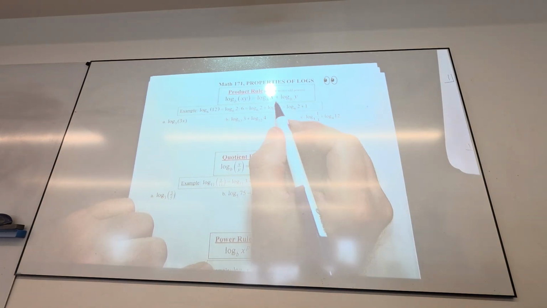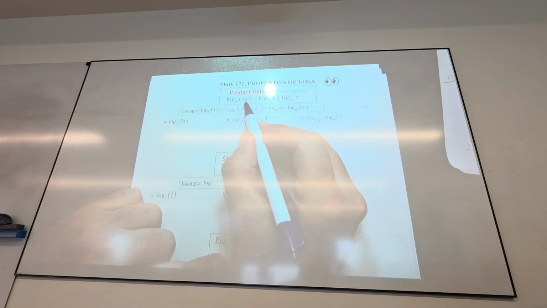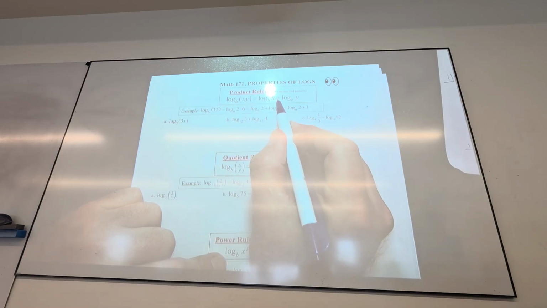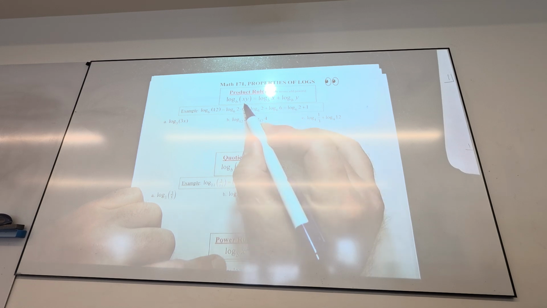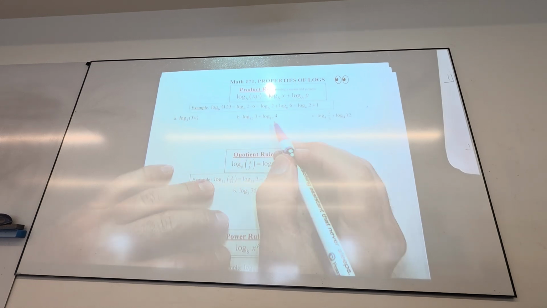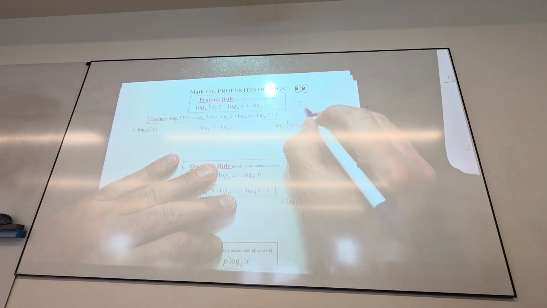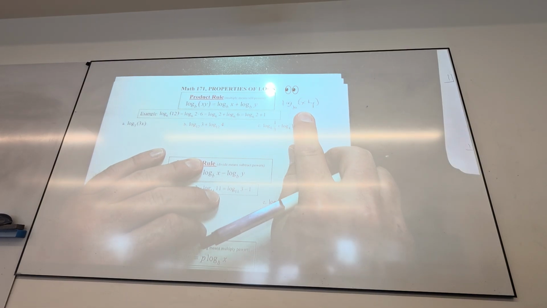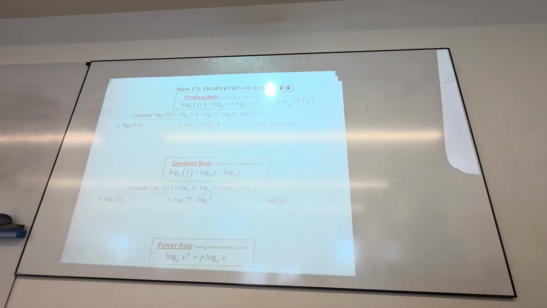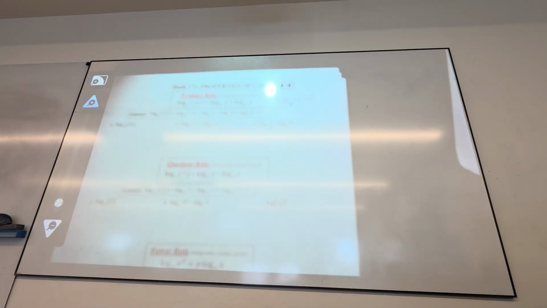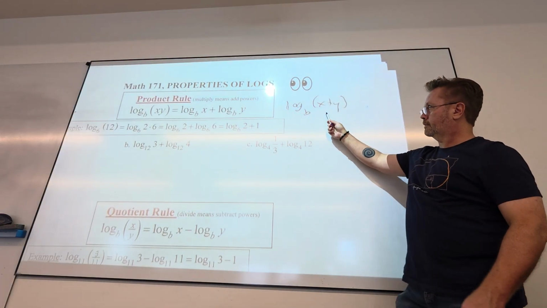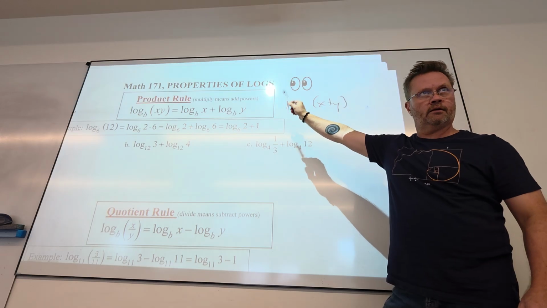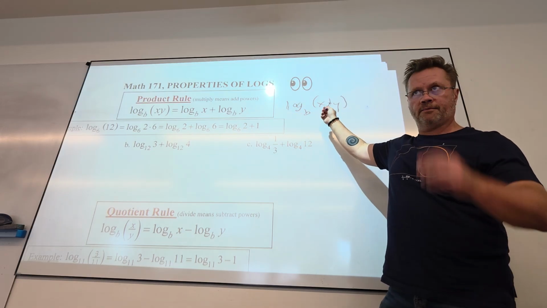This rule is nice. If I have a product inside of a log, I could break it up, or if I have the sum of two logs with the same base, I could put them back together. Really quickly, if I have this, what can I do with it? Can you guys see that? Does it match any rules? I can't do a thing with this.